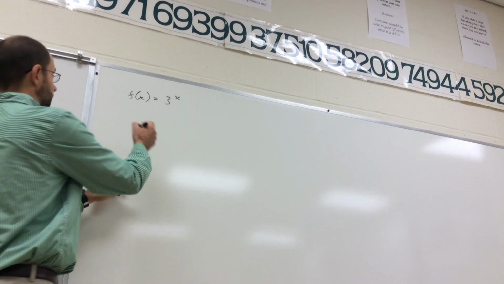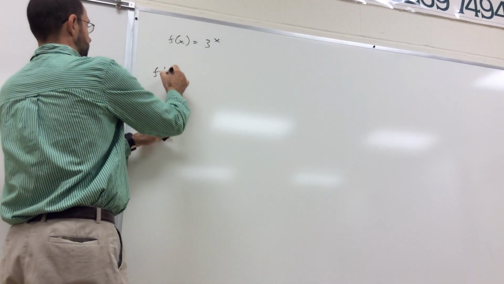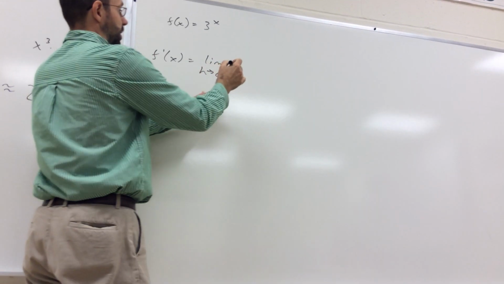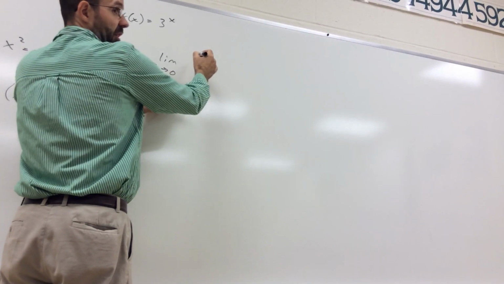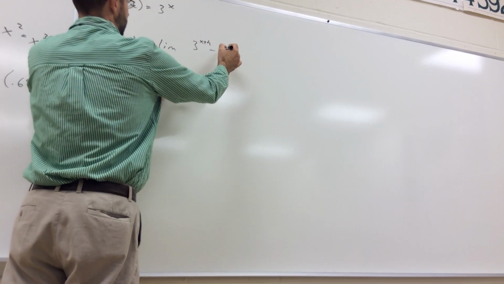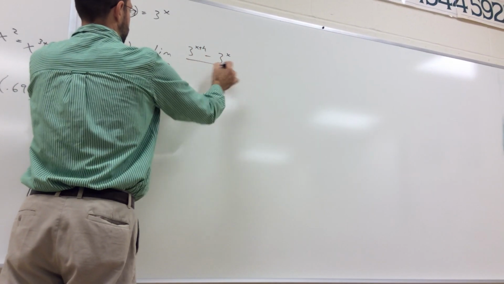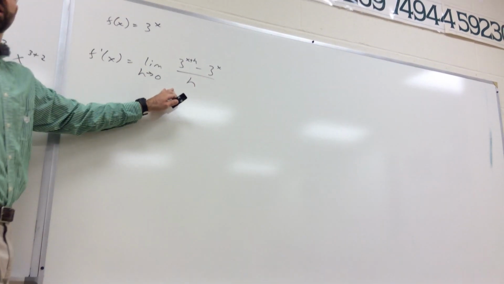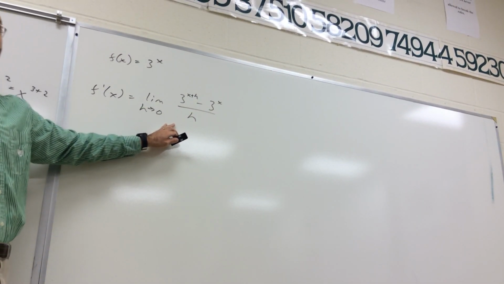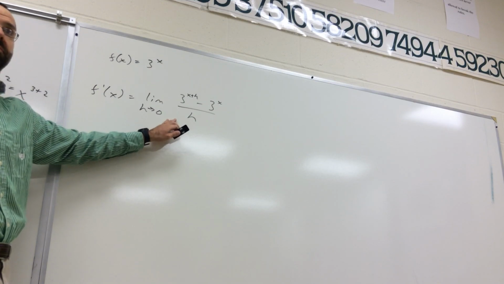Okay, so we're going to do the same thing. Take the derivative of this. The derivative is the limit as h goes to 0 of f of x plus h, so 3 to the x plus h, minus f of x, so 3 to the x, all over h. So same idea as before, it's just the function has changed. Instead of 2 to the x, it's 3 to the x.